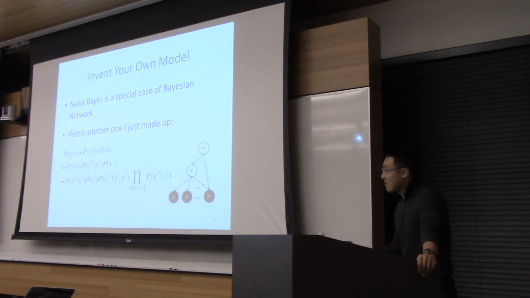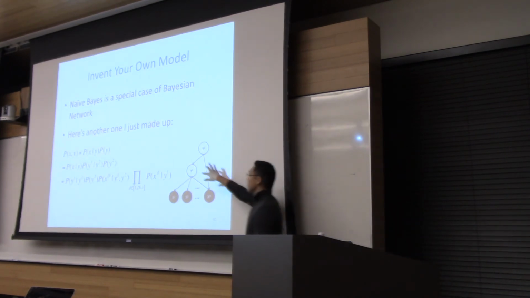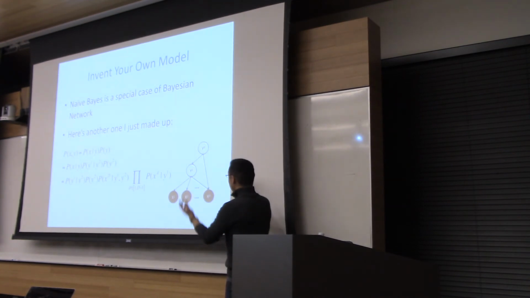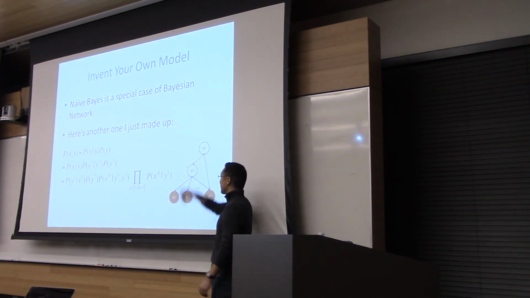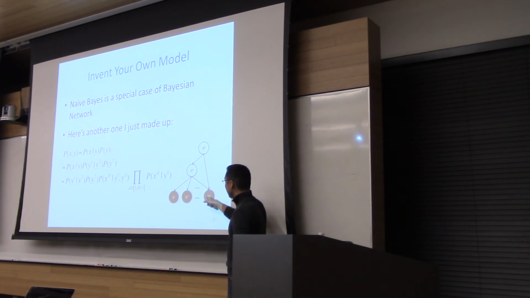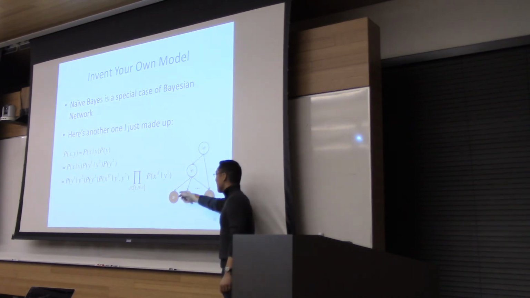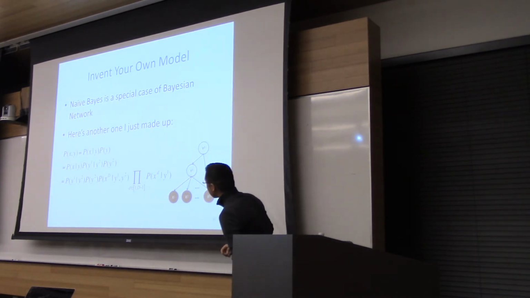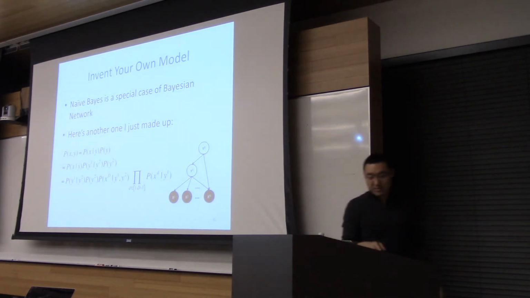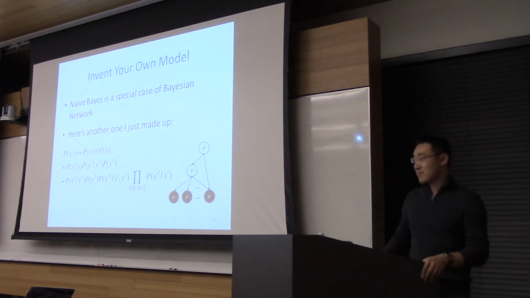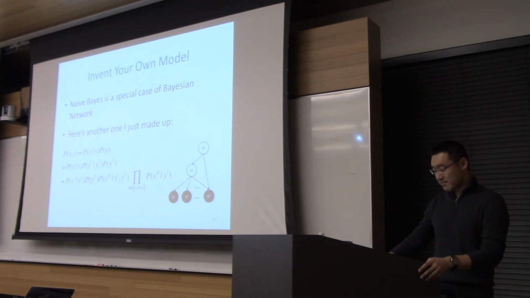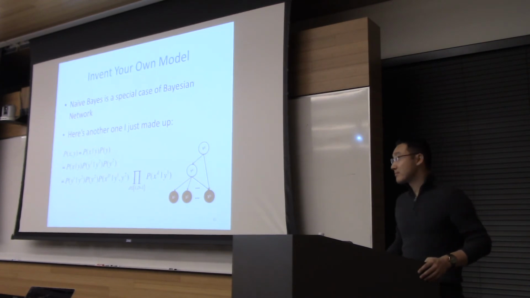You can invent your own model. I just created a model where we're predicting two y's, right? And I just posited that y1 is dependent on y2. The last feature value is dependent on y2. The other feature value is only dependent on y1. I believe that's. Yes.